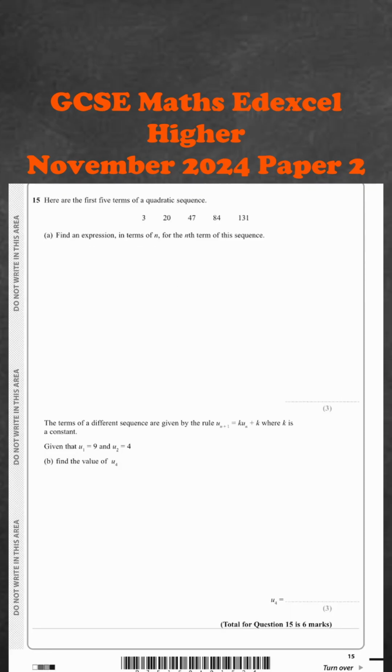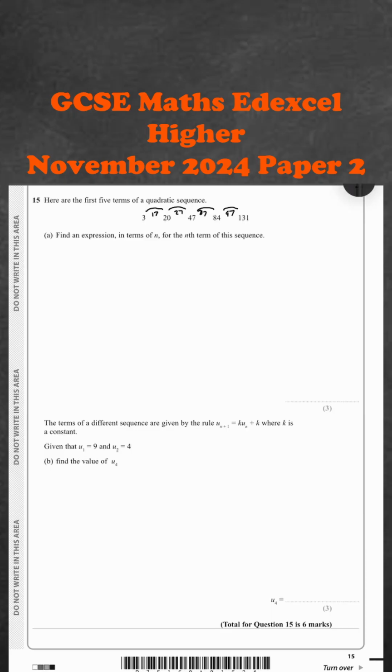Question 15. Here are the first 5 terms of a quadratic sequence. Find an expression in terms of n for the nth term of this sequence. So the distance between each term here is what we'll look at first. So 3 and 20 we have a gap of 17. 20 and 47 we have 27. 47 and 84 we have 37, and 84 and 131 we have 47.